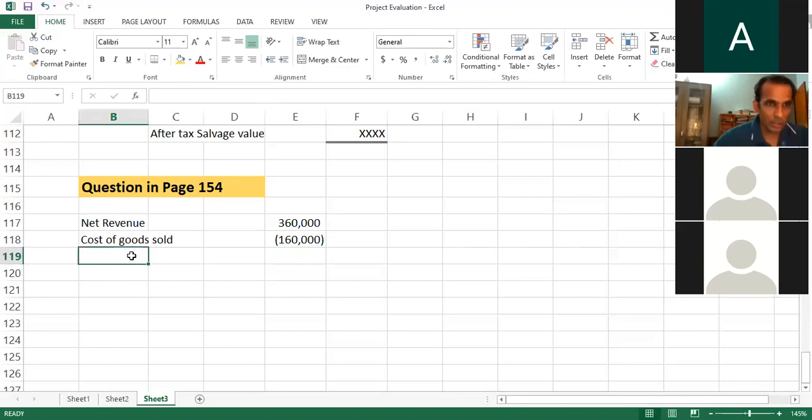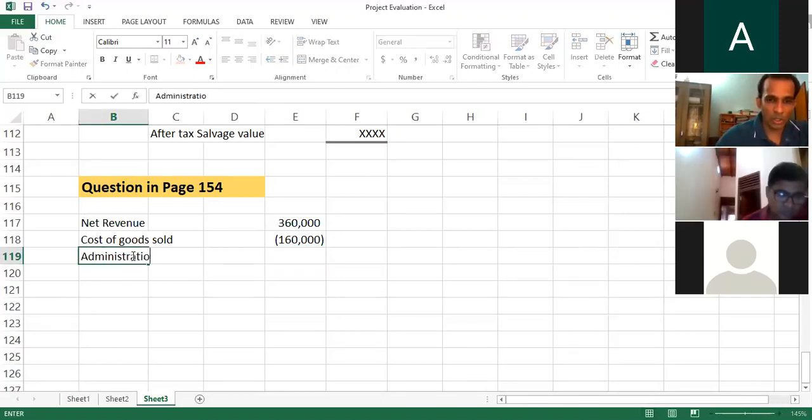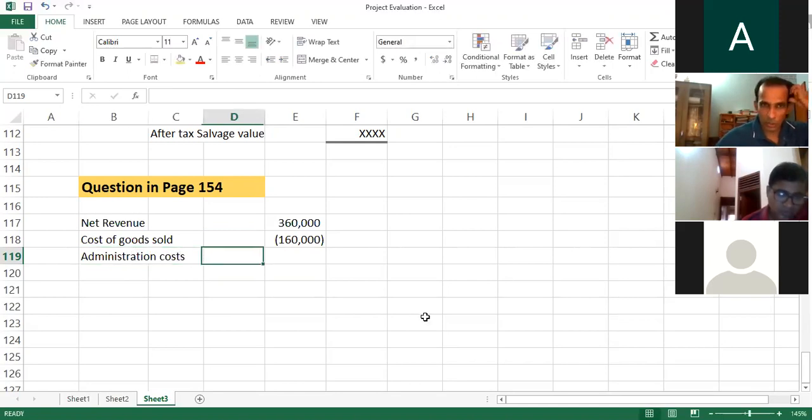Is it relevant? Administration cost, that is also a relevant cost, so we also need to deduct that. What is the amount? 60,000. Actually, that is not relevant to calculate the net cash flow before tax. But when we calculate the net cash flow after tax, that is relevant, so we have to adjust that after calculating the net cash flow before tax.